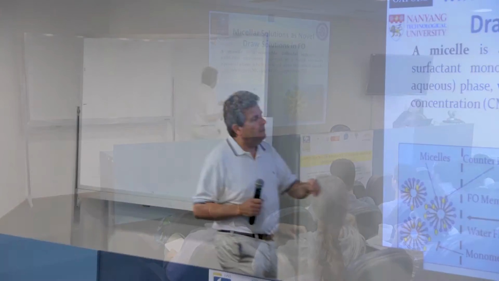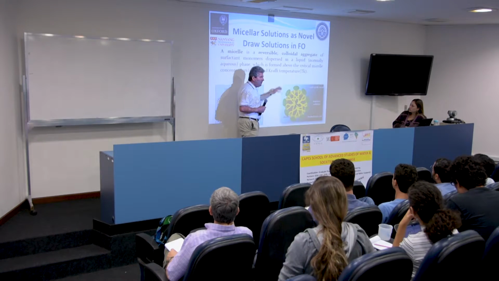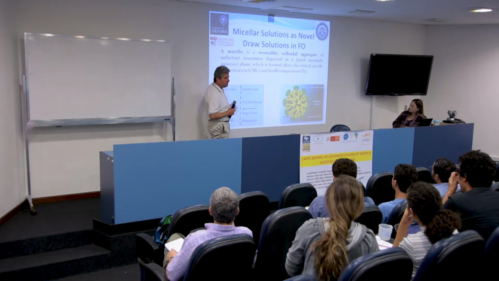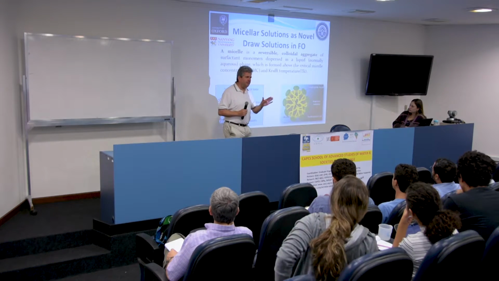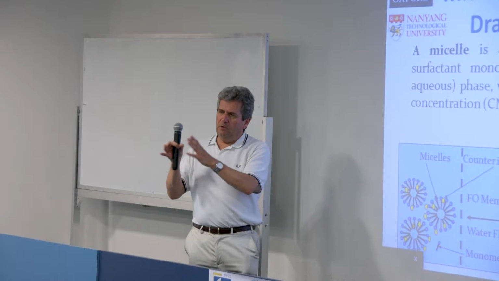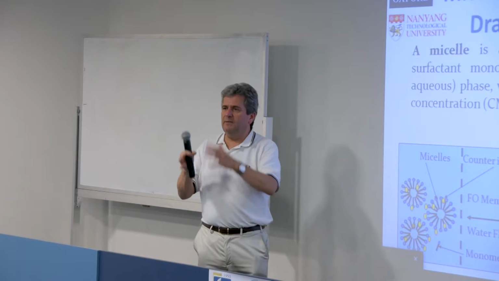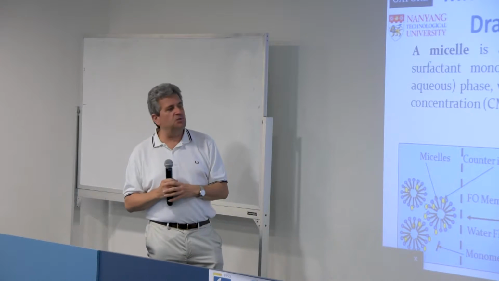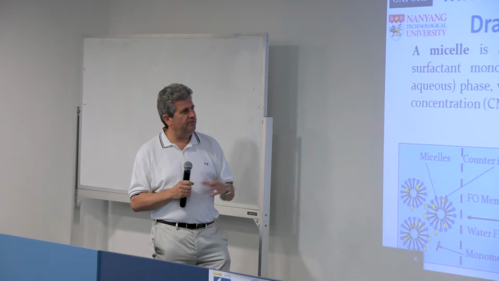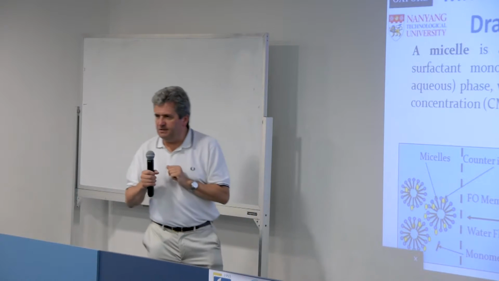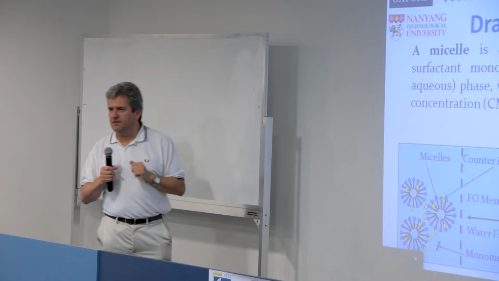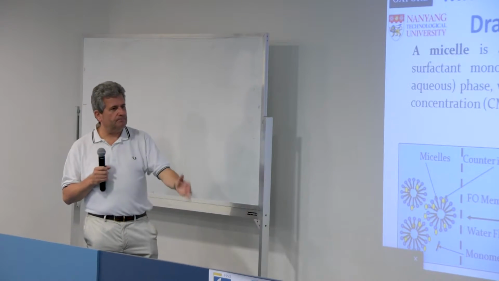So we can use the Krafft temperature as a way to regenerate these micelles. If we go above the Krafft temperature, they all dissolve. If you go below the Krafft temperature, suddenly they all come out of solution. So that's a way in which we can recover them through a very small change in the temperature. So that's how we're going to recover the draw solution.